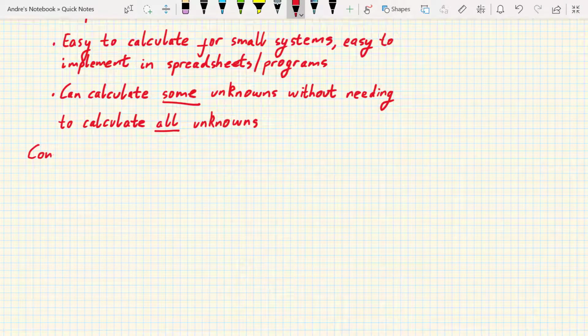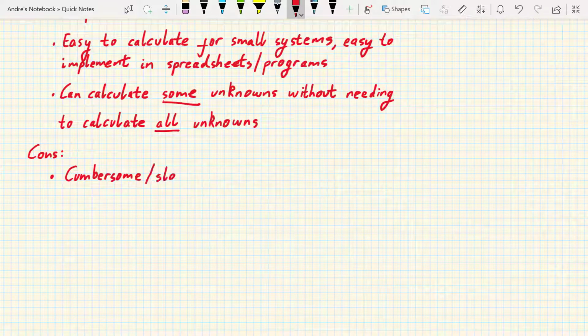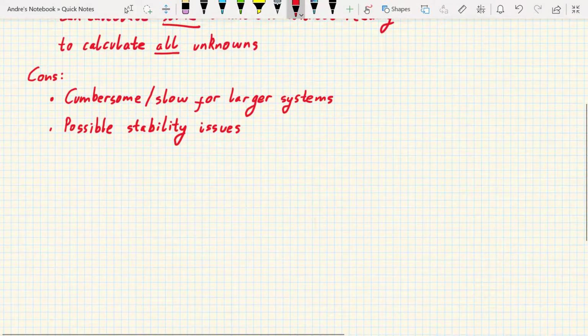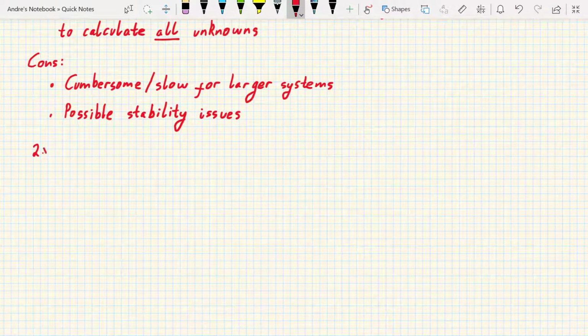But there are a couple of weaknesses to the method. Firstly, it's very cumbersome to use this method by hand for more than 3 unknowns, and inefficient, even by computer, for larger systems. Secondly, there can be stability issues that mean you may need to hold intermediate calculations to high precision.